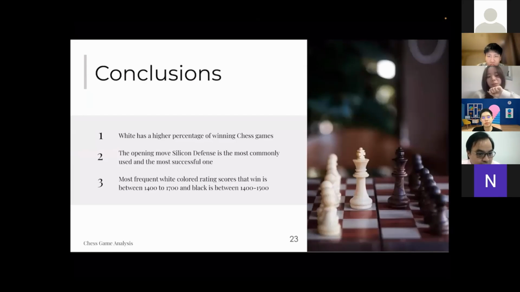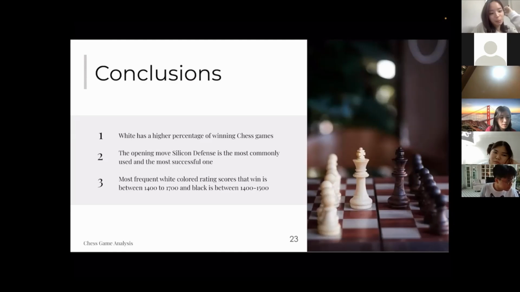The Sicilian Defense opening move is the most commonly used and the most successful opening move. And the most frequent rating scores that win are between 1,400 and 1,700 for white, and between 1,400 and 1,500 for black. So to conclude, I would like to continue analyzing more key insights, especially using more supervised machine learning techniques, and hope others can carry on their research as well.